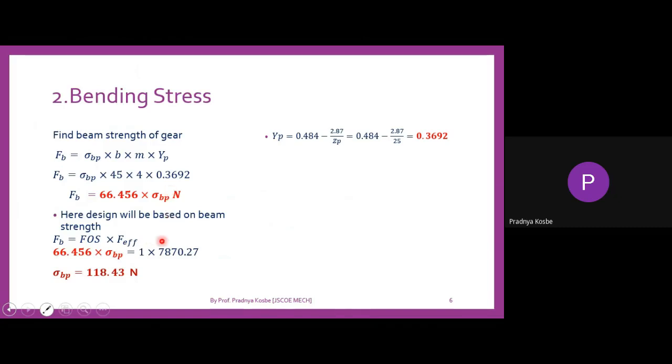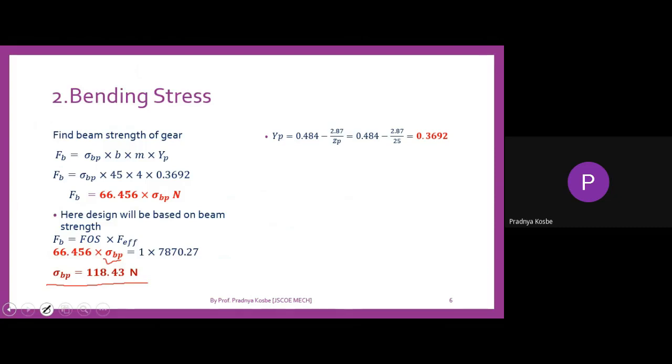Equate these two equations, and the only unknown remaining is what? It is sigma BP. So after putting these values, you will get sigma BP equal to 118.43 Newton per mm squared. So this is the bending stress. This question was asked twice in the university question for 6 marks, mainly in the same examination.